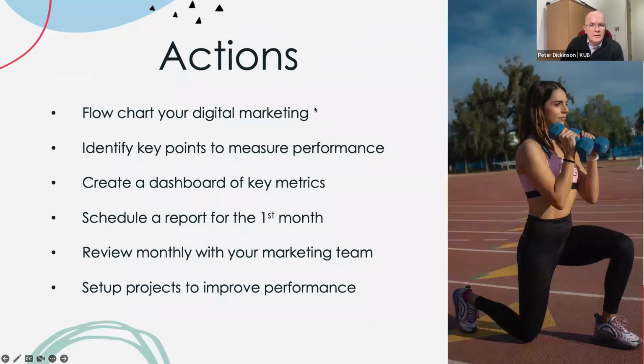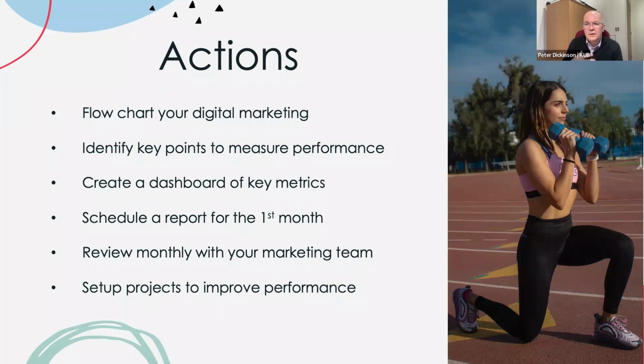So what we recommend as the overall actions is to flowchart your digital marketing processes like we showed very early on. Then identify the key measure points, create a dashboard, and if you're using something like Google Data Studio, or Looker Studio as it is now, schedule a report once a month. It's great. I do it for 7 o'clock in the morning, just as I'm getting started, and I quickly run through everybody's stats.